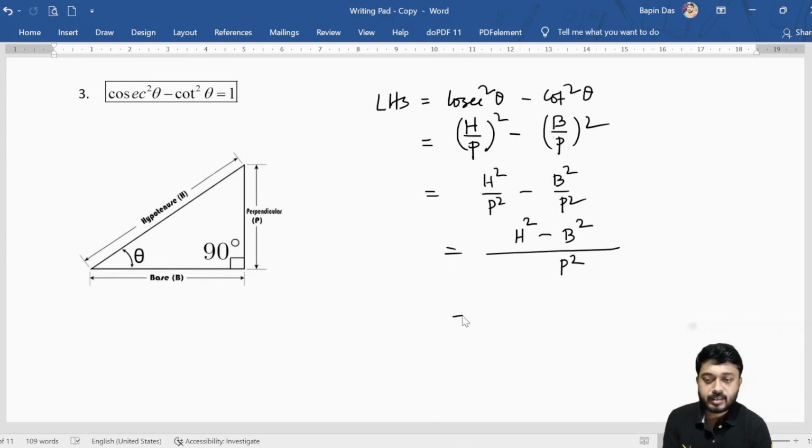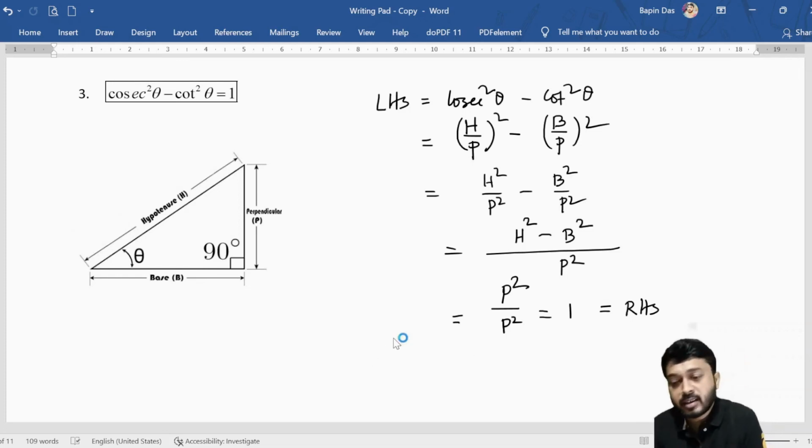Yes, in order to revive your knowledge of what you have learned earlier, or you knew a few minutes ago from my video. All right, so be clear in your understanding. H square minus b square is equal to p square, right? P square upon p square is equal to 1. So LHS is equal to RHS, हम साबित कर चुके हैं. So all the 3 identities are done.